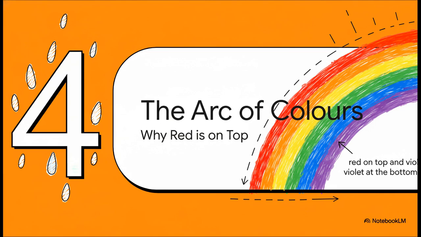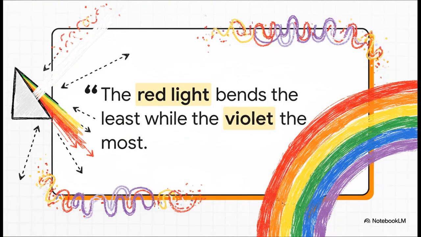But a rainbow isn't made from just one drop, is it? It's made from millions. So how do all these drops together create that giant, beautiful arc? And why is red always on the top and violet always at the bottom? The answer lies in a very important principle from your textbook. It's about how much each color of light bends, and the rule is red light bends the least, while violet light bends the most.